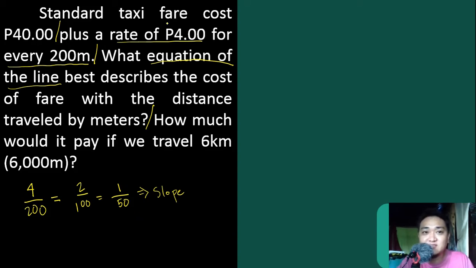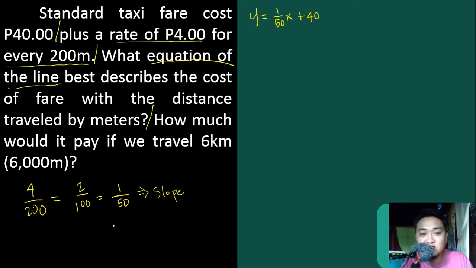Now, the question is, yung pangalawang given. Another given is the standard taxi fare, which costs 40 pesos. Ibig sabihin, pagsakay mo pa lang, 40 pesos na agad yung babayaran natin. So, ano kaya yung kanyang linear equation? So, ang magiging linear equation niya is y is equivalent to 1 over 50 x plus 40.